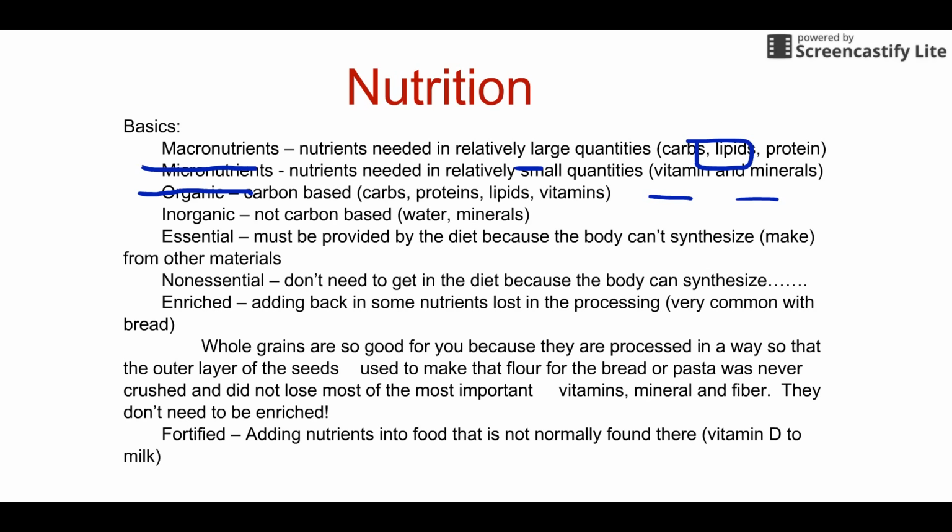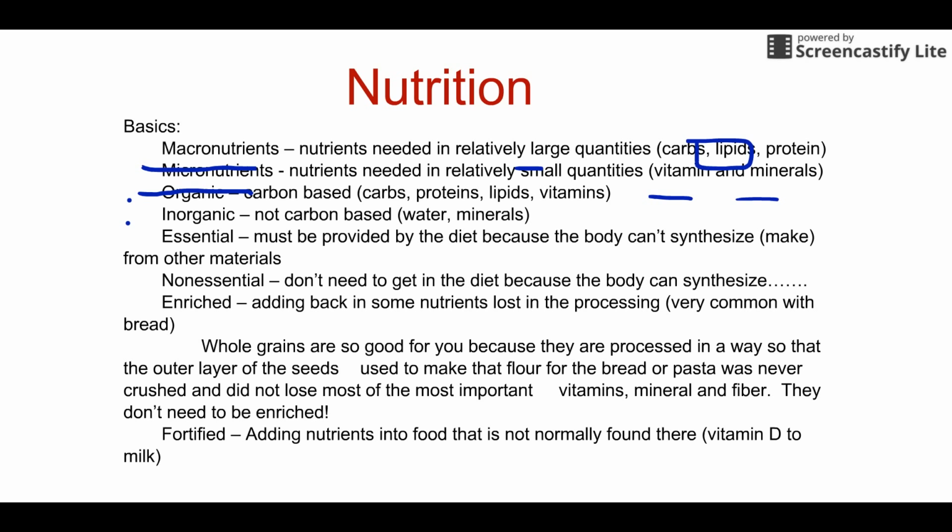Next piece on here, you have organic versus inorganic. This is old vocab for us. So organic means it's carbon-based. It comes from living things, right? And that's going to be your carbs, proteins, lipids, and vitamins. Okay, they're all carbon-based. And then the inorganic, they're not carbon-based, and that's going to be your water and minerals.